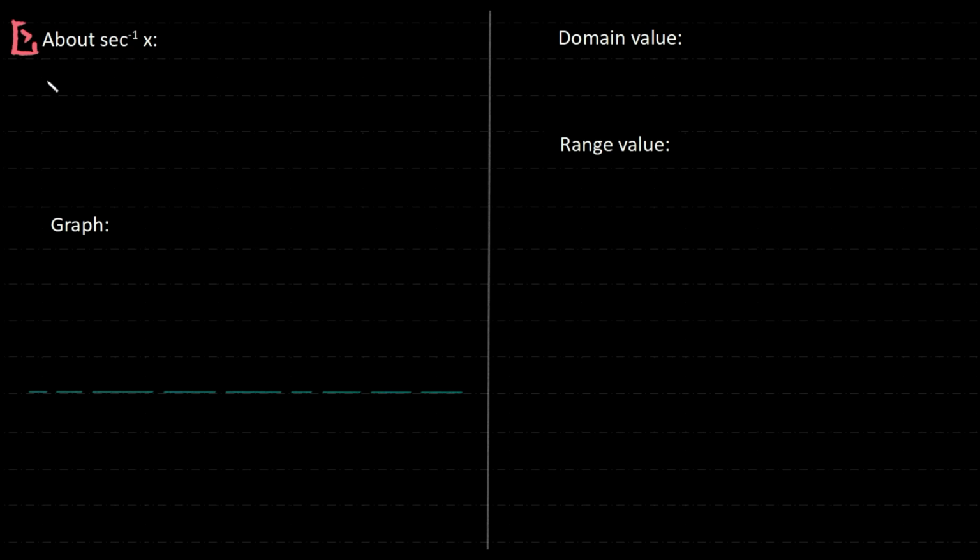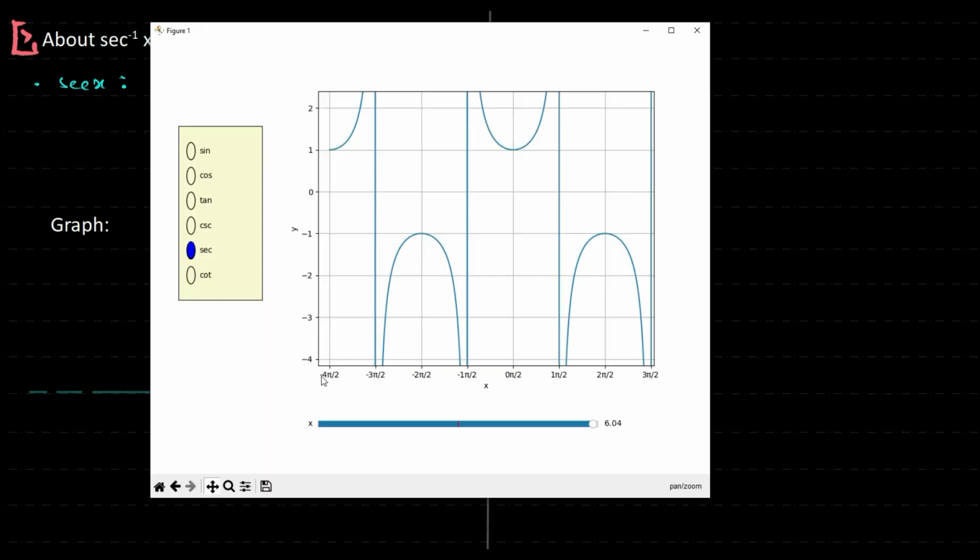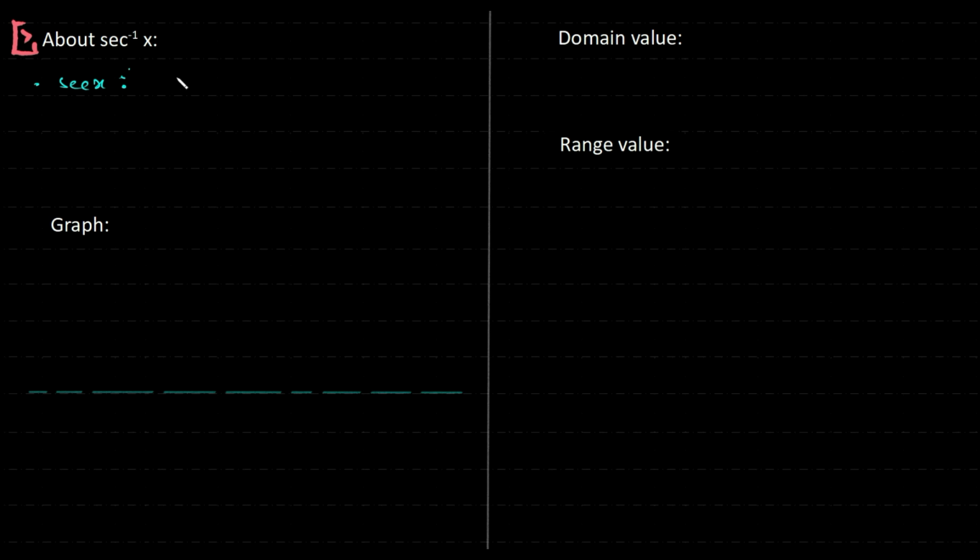Finally, we have our secant of x. So let's look at the range and the domain and all of that. It can pretty much take any input values other than odd multiples of pi by 2. So we have any input value other than odd multiples of pi by 2.